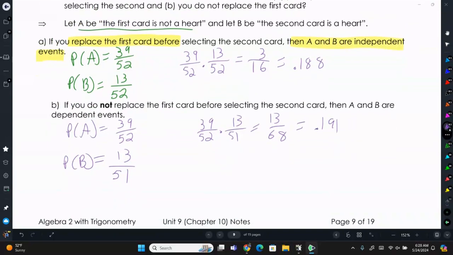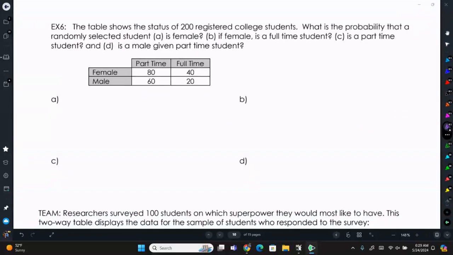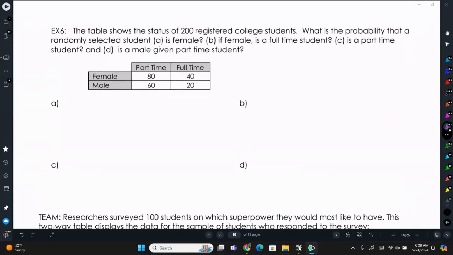So if we go to the next page, we look at these tables. This is what you're most likely going to see on an SAT, conditional probability from a table. So it says the table shows the status of 200 registered college students.